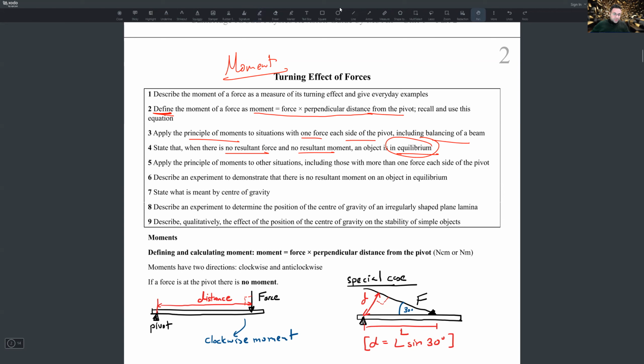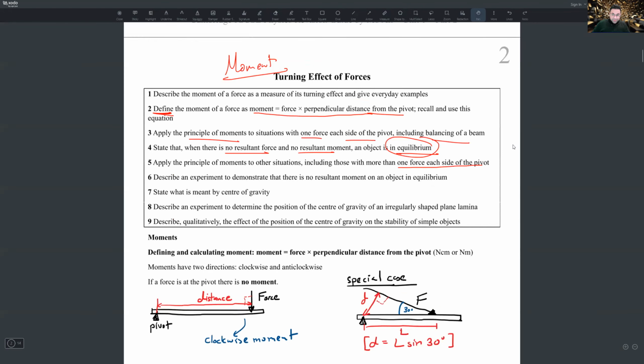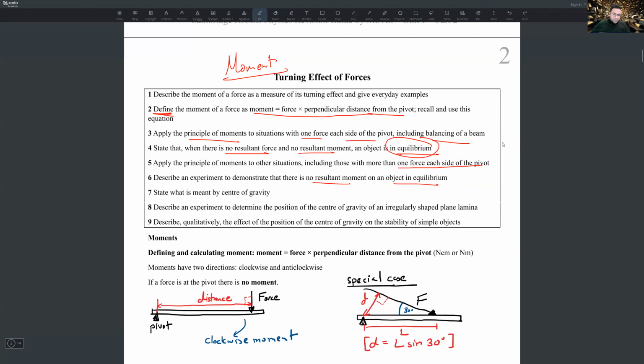Apply the principle of moments to other situations, including cases where there's more than one force. Now, I haven't gotten a lot of questions for us to practice with, but I've gotten a really hard one to practice with, like a super hard one in one of the more recent variants. Describe an experiment to demonstrate that there is no resultant moment on an object in equilibrium.